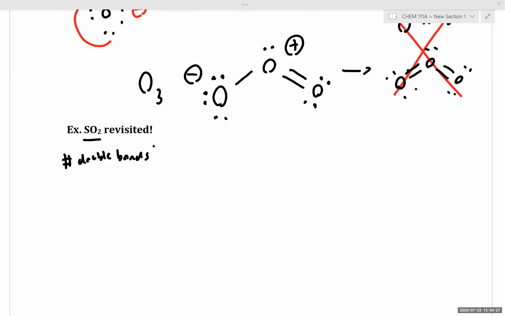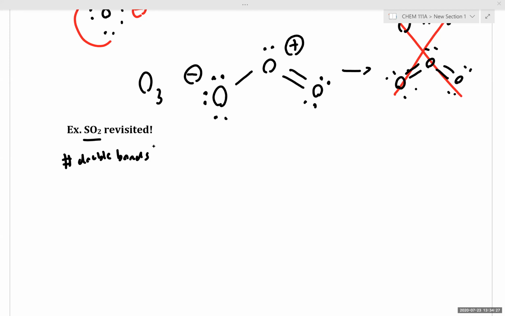Perfect. So let's look at an example, and this may seem like deja vu. Chlorine dioxide with a positive charge. So our number of electrons for chlorine is equal to 7 electrons. For oxygen, we have 6 electrons times 2. That gives us 19 electrons. Minus 1 for our plus 1 charge. That gives us 18 electrons.